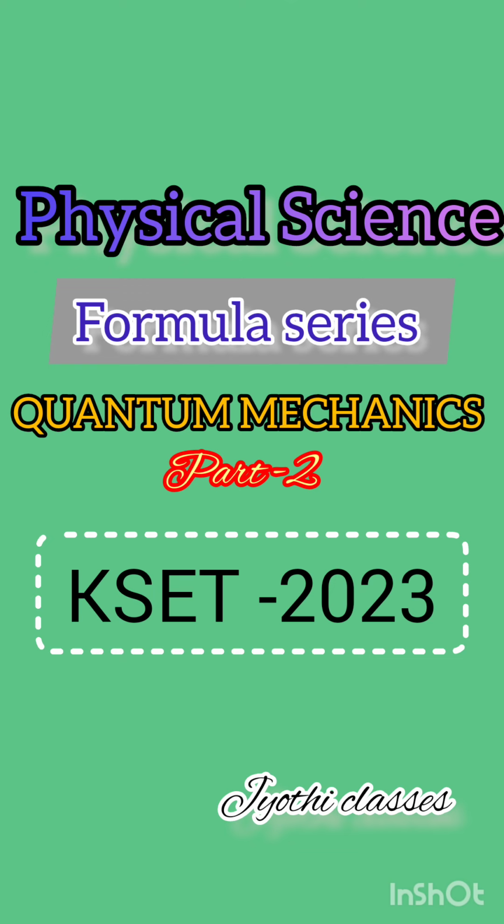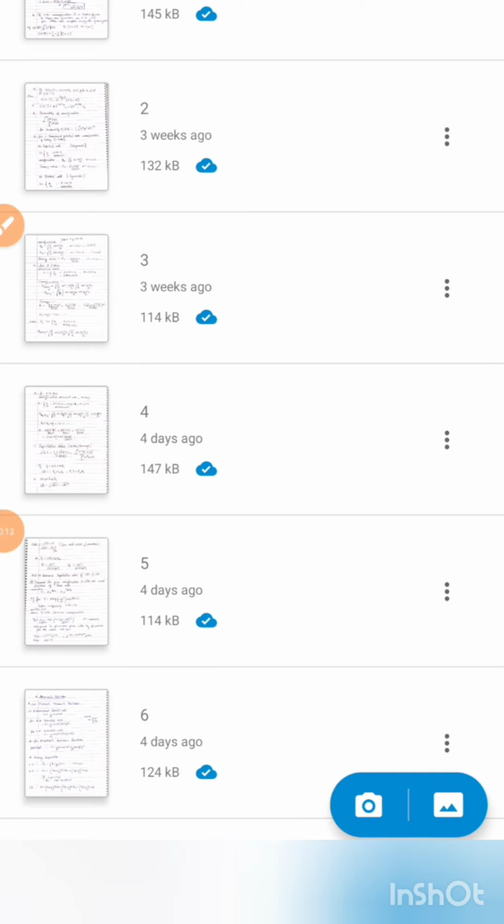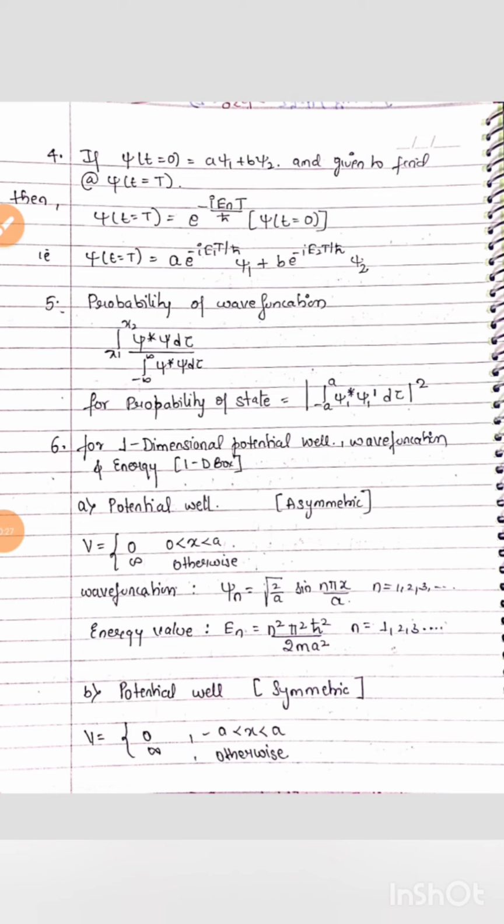And today we will be continuing with the next part of quantum mechanics, where in the last class we have gone through few of the formulas, and now today we will be starting with few more formulas. So let us start with the first formula, that is for one dimensional potential well: for the given well, what is the wave function and the energy for the potential well.